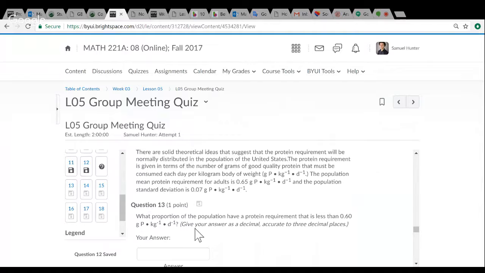0.60 minus 0.65 divided by 0.07. What proportion of the population? No. Gavin, you remember this one?